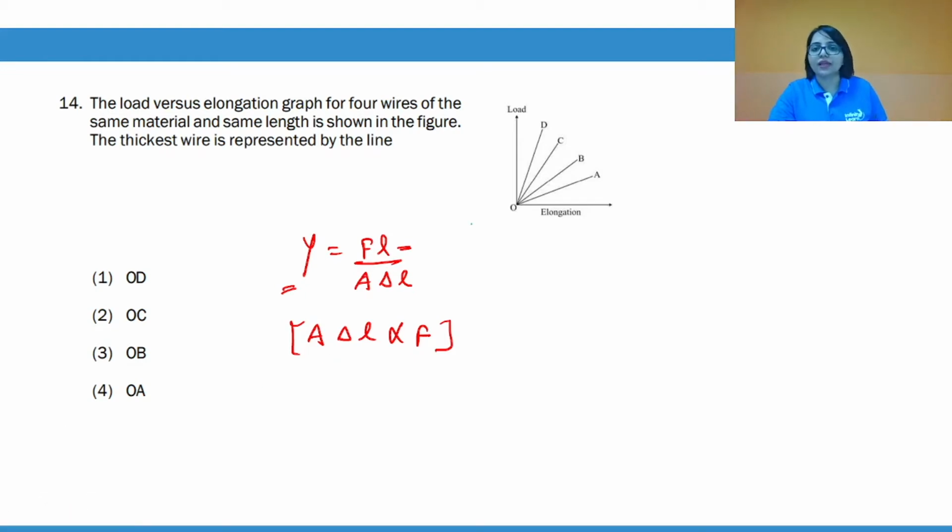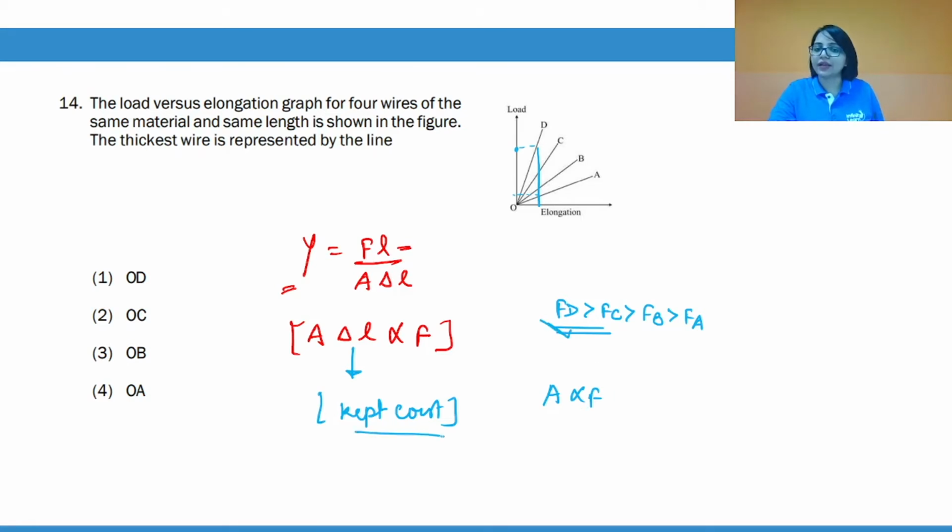So for the same value of elongation, you can see that the load value in D is more than load value in C, it is more than B, and it is more than A, right? So if delta L is kept constant, that means A is directly proportional to load, right? Load is more in D for delta L constant. So area of cross section of D should be more as compared to C than B than A, right? And if more is the area of cross section, thickness of the wire will be more, right? So thickest wire is D, which is option 1.